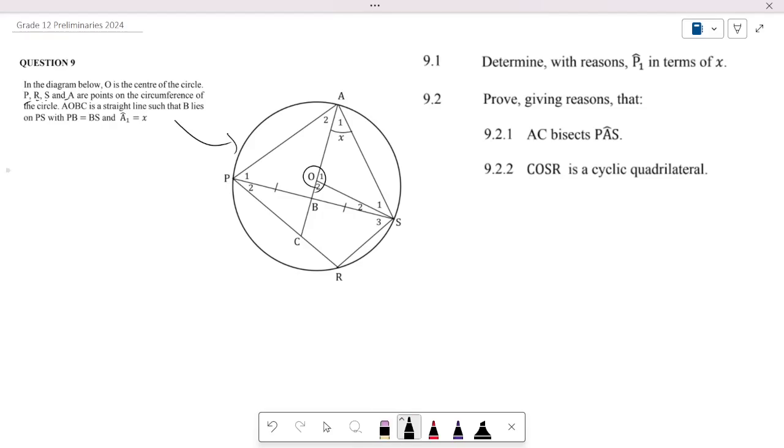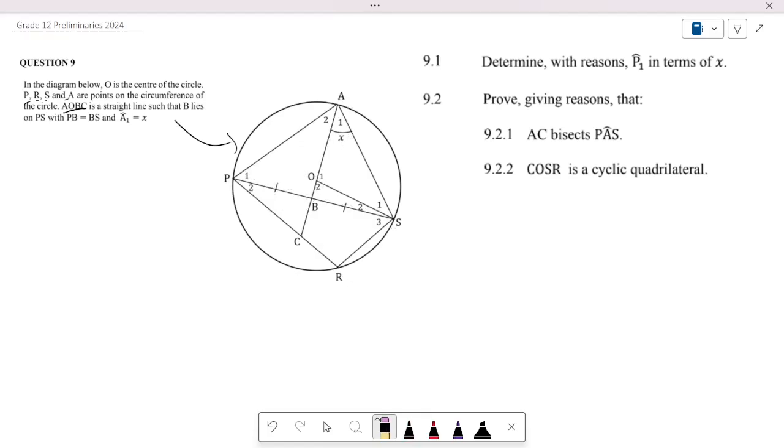Now, over here, AOBC is a straight line such that B lies on PS. So where is AOBC? AOBC is this straight line right over here, such that B lies on PS. So B will lie on the line PS over here. And PB is equal to BS. And angle A1 is equal to x. So that's the information they give us.